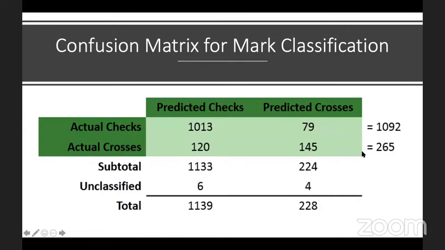For the classification of check marks and cross marks, we have the following confusion matrix. Out of the 1,092 check marks, those that were correctly predicted as checks are 1,013, and wrongly predicted as crosses, 79. And out of the 265 cross marks, 120 were predicted as checks and 145 were predicted as crosses. However, there were 10 unclassified marks, giving us this total. Now, we only have a few cross marks that were processed because, as I mentioned earlier, the cross marks are usually done just for correcting a misplaced check mark.